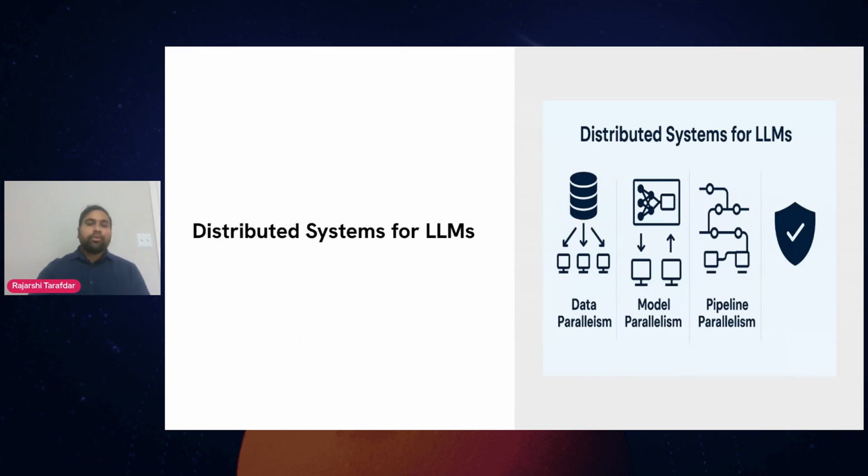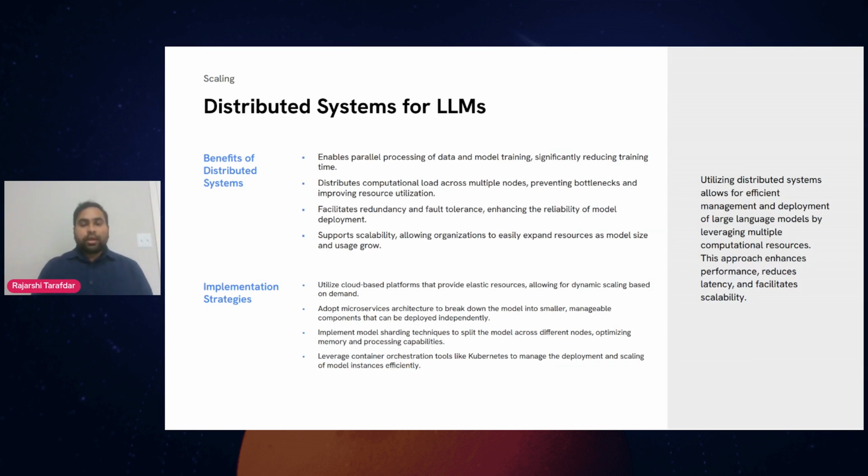And then coming to distributed systems. In terms of distributed systems for LLMs, we are going through different parallelism, like data, model, and pipeline parallelism. This is a high-level diagram of the distributed systems for LLMs. And coming to the benefits, how distributed systems help in LLM optimization: it enables parallel processing and model training.